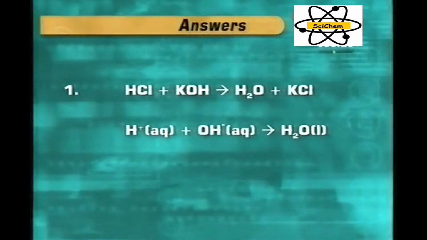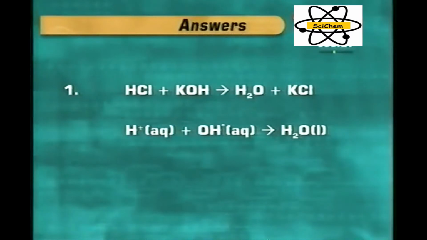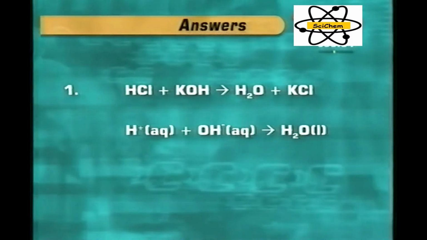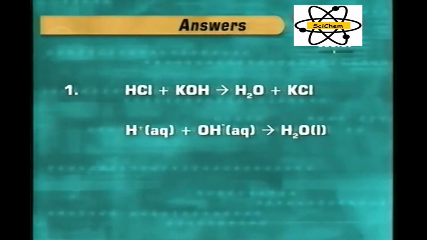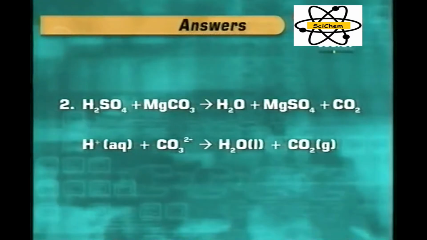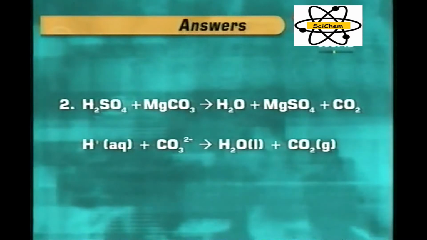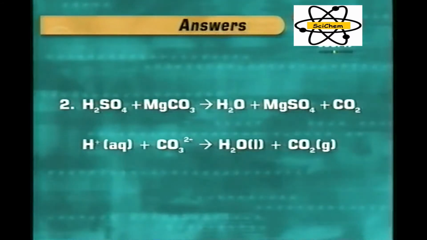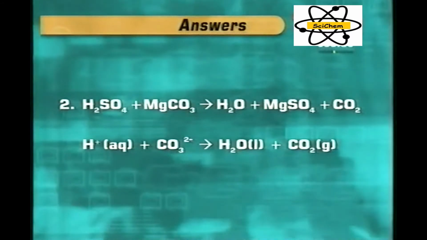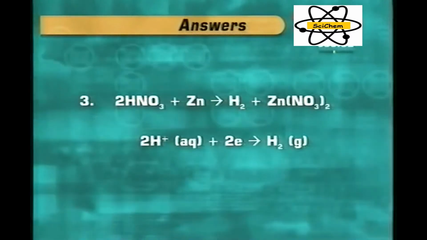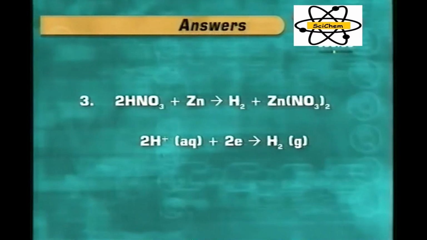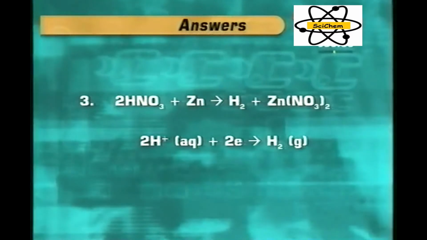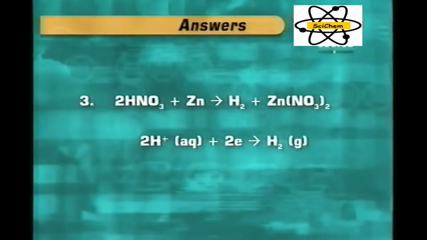Hydrochloric acid plus potassium hydroxide gives water and potassium chloride. In this case, the hydrogen ion combines with the hydroxide ion to form water. Sulfuric acid plus magnesium carbonate gives water plus magnesium sulfate plus carbon dioxide. Here, the hydrogen ion combines with the carbonate to form carbon dioxide and water. Nitric acid plus zinc gives hydrogen plus zinc nitrate. Two hydrogen ions accept one electron each and become hydrogen gas.